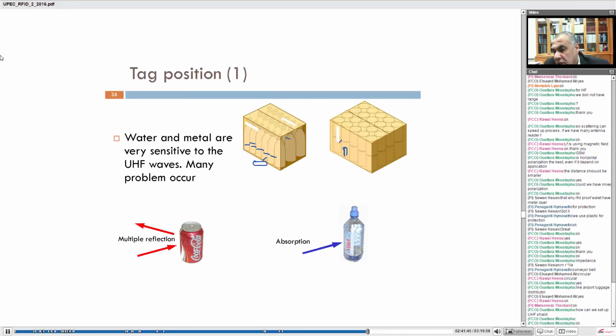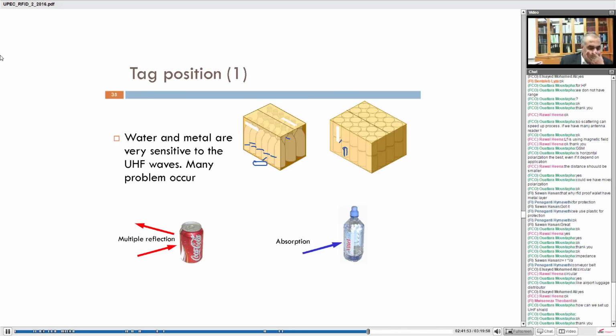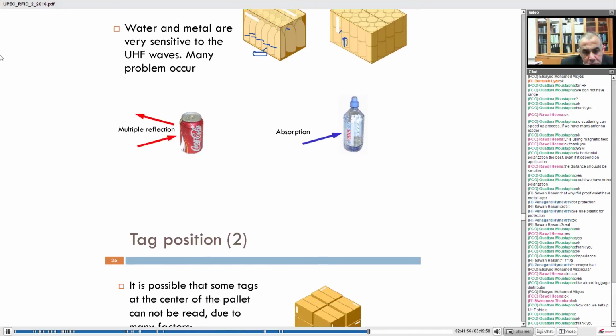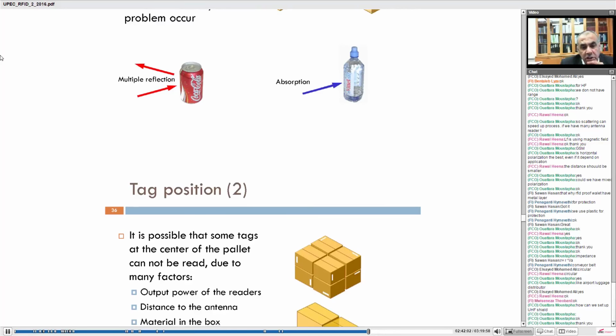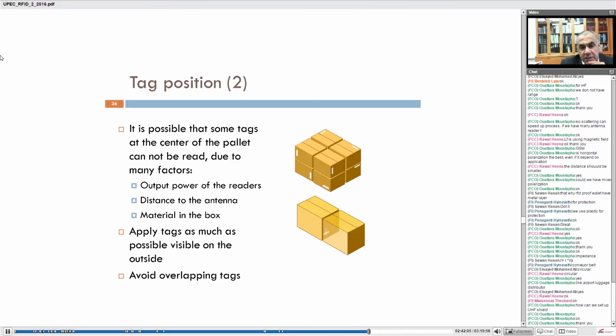Yes, Watara, how can we set up a UHF shield? It's just a box. It's metallic. It's a Faraday cage, with a dielectric material. Yes, it's a very easy Faraday cage, just to isolate. There is no electronics in a Faraday cage. You have to ground your system.